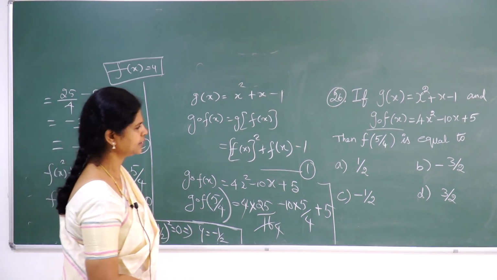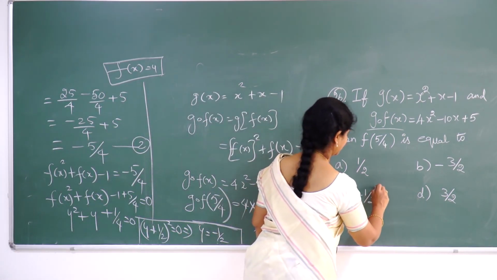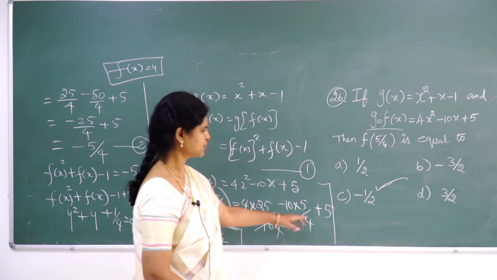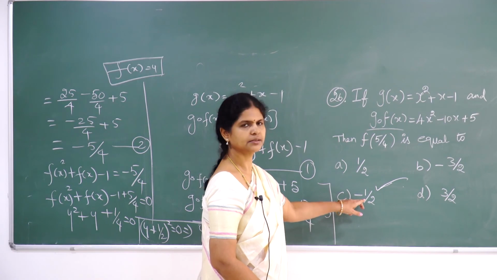Which option is correct? So C is the correct answer. So C, that is y equal to minus 1 by 2, is the option C. C is the correct answer.